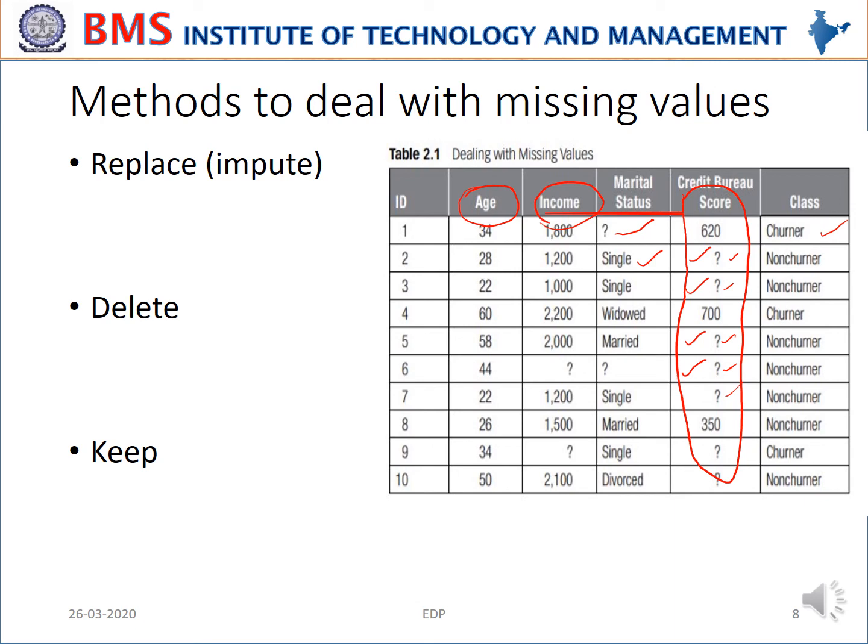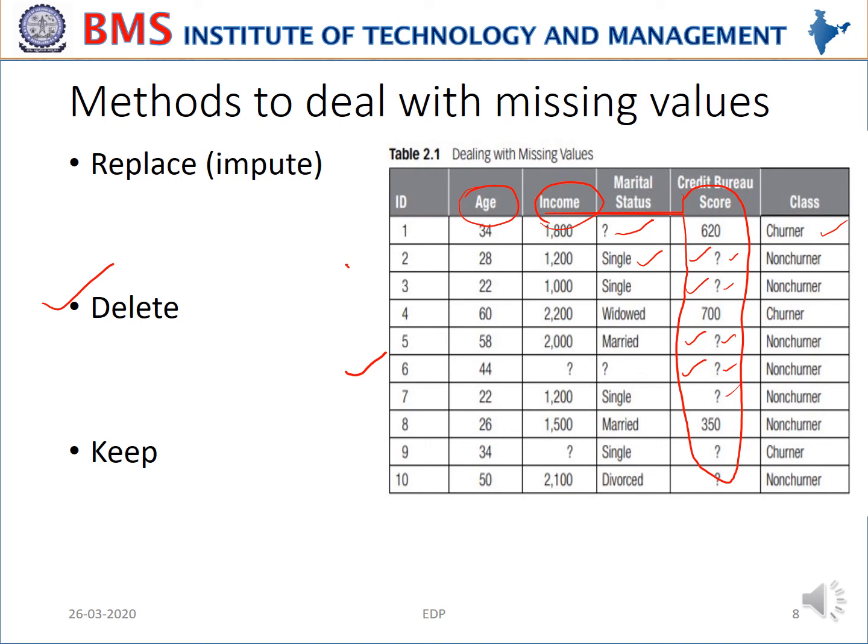Now, the next type of method to deal with missing values is delete. It is a straightforward option. If the values are missing, we try to delete them, but we should be careful in this case. Why? Because if there are more missing values in a particular column, then it is better to delete that column. But if there are more missing values in a sample or a data point, say if we take this sixth data point, in this case the income value, marital status value, and also the credit bureau score, three of the values are missing. In this case, there is no point in considering this data point for analysis.